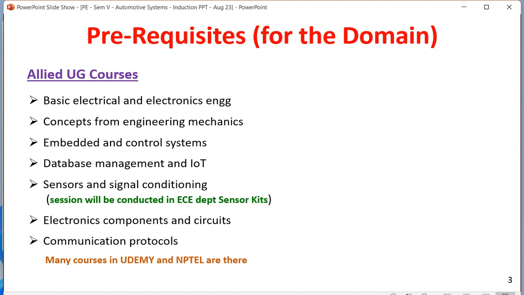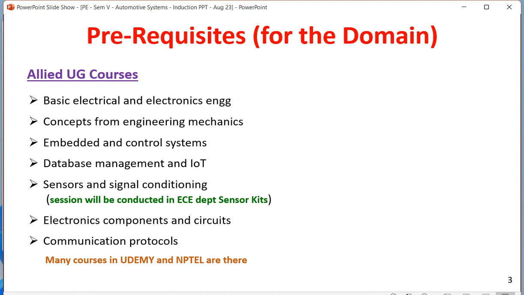On the left side of the slide you are finding these are the allied UG courses. Many of the courses you have already completed, and in the next slide I am going to show some of the future courses which will be related to this automotive systems course. So in 6th semester, 7th semester, what all subjects you can take in the same line, I am going to bring it in the next slide.